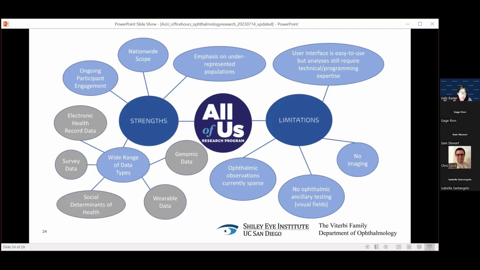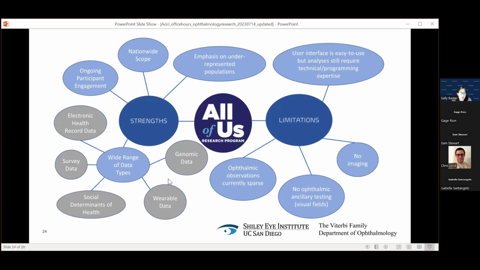COVID-19 Participant Experience, or COPE, survey, and that was a new survey that was added during the pandemic, obviously. And so there are these ongoing additions to the data. Last year the big thing was adding the genomic data, and that was another huge opportunity too. I've already mentioned nationwide scope. The size of the database is a huge boon, and then there's this emphasis on underrepresented populations and the ability to study diverse cohorts. The wide range of data types is really great, and I mentioned a lot of those already.